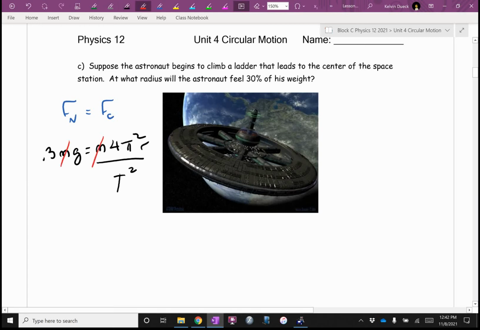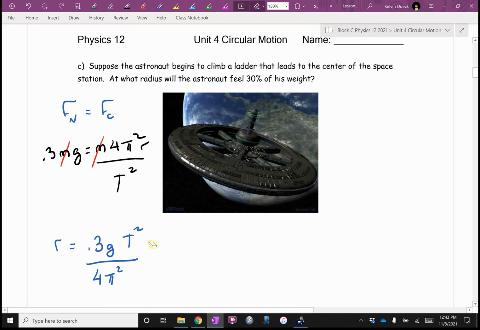What am I trying to get by itself here? Okay, I think times the t squared to the top and divide the 4 pi squared because stuff moves diagonally. So I think I'll have r equals 0.3 g t squared all divided by 4 pi squared r. Why would I put the r there, Mr. Dewick? I want to leave it where it is. Good, I'm glad you all caught that. That was silly.